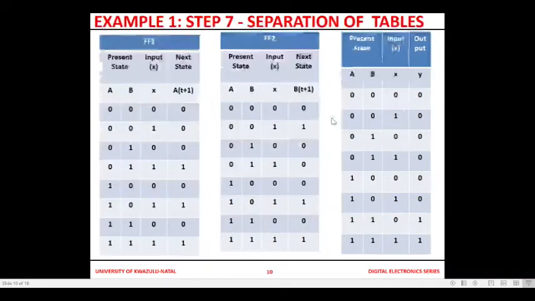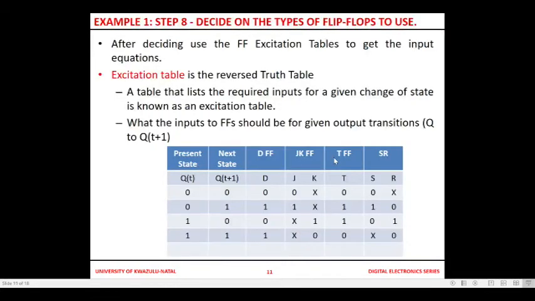And then separate it further. You get the present state, input, next state of A, present state, input, next state of B, present state, input, output. So you can do that. Split it further. And then after that, you need to decide the flip-flop you use and look for the excitation table. The excitation table gives you what should be at the input for the change in state. It is actually the opposite of the first table we encountered, the truth table.